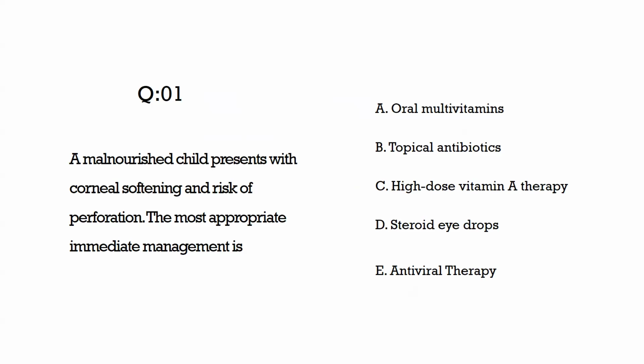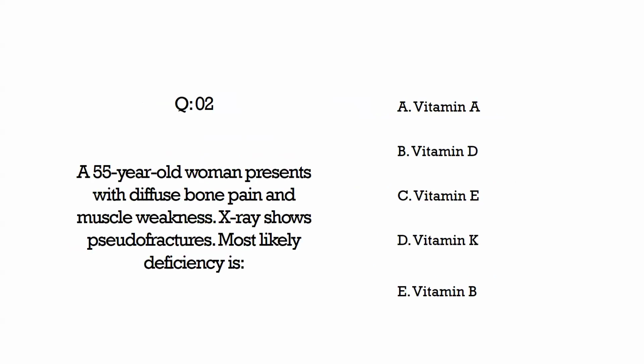Question number 1: a malnourished child presents with corneal softening and risk of perforation. The most appropriate immediate management is option A, oral multivitamins. Option B, topical antibiotics. Option C, high dose vitamin A therapy. Option D, steroid eye drops. And option E, antiviral therapy. C. Yes, option C is the right answer.